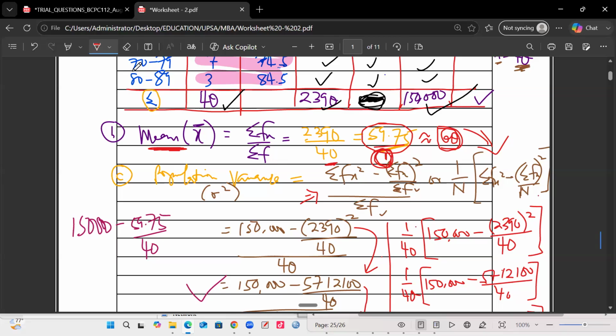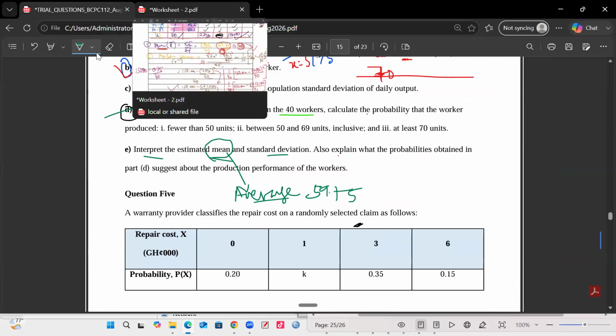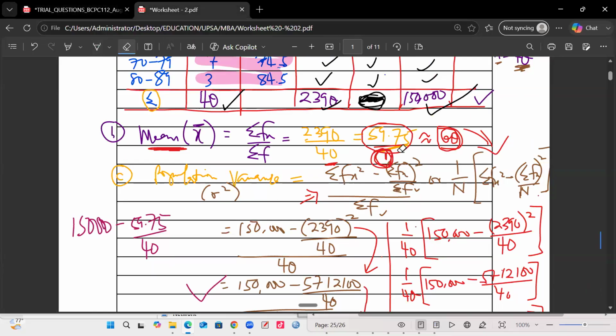That's what I'm explaining. It says interpret the estimated mean. The mean is 59.75. And every whole number standing alone is over what? It's over 1. Every whole number is over 1. So if I'm having 59.75, is it over 1? Yes.